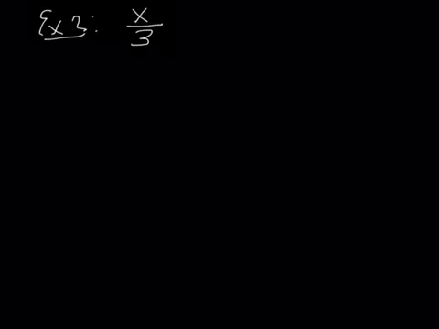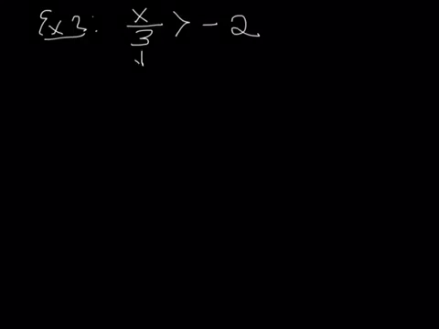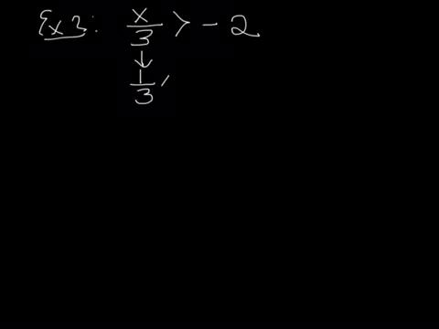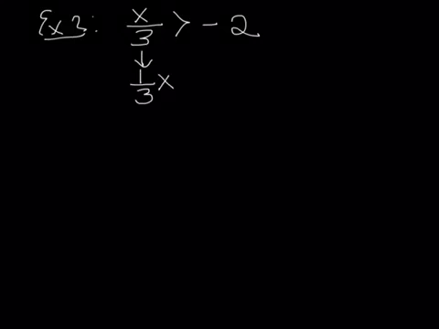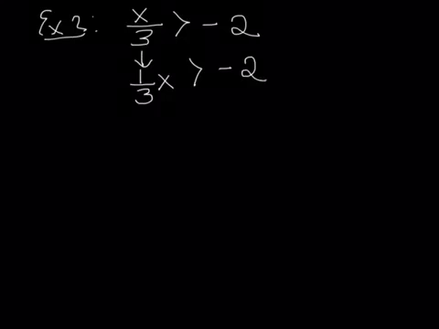Okay, so example 2. Again, let's solve the linear inequality and graph the solution set. Our inequality is a third of x is greater than -2. So again, this just means a third of x, right? So 33% of some number is greater than -2. Our goal is to solve for x. We want x is greater than some number.